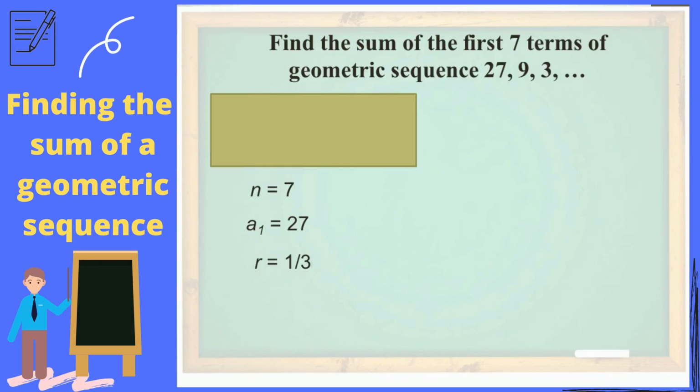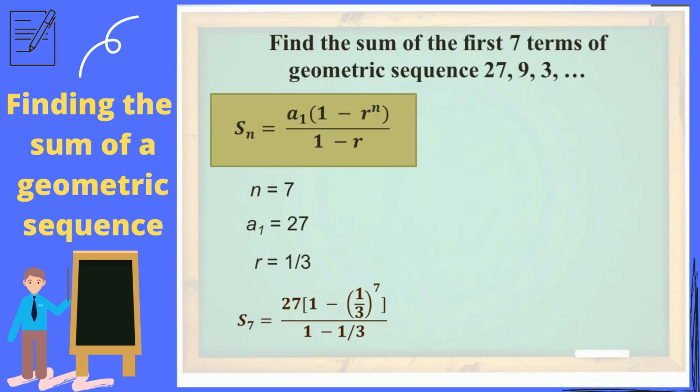So to find the sum of the first 7 terms of this particular sequence, we need to use the formula for finite geometric sequence, since the given sequence is finite. So substitute all the given values to our formula. S sub 7 is equal to 27, which is a sub 1, times the quantity of 1 minus 1/3 to the 7th power. 1/3 is the value of r, and 7 is the value of n, all over 1 minus 1/3. 1/3 is the value of r.